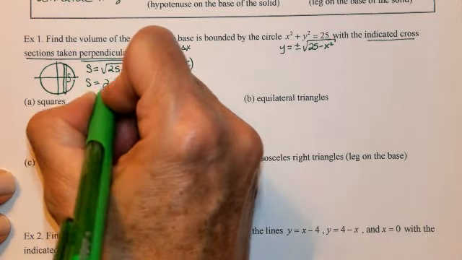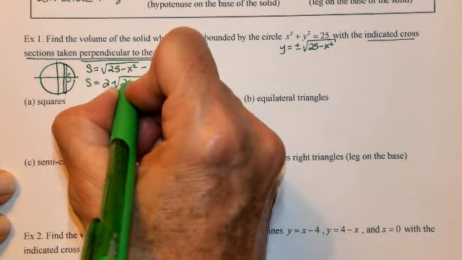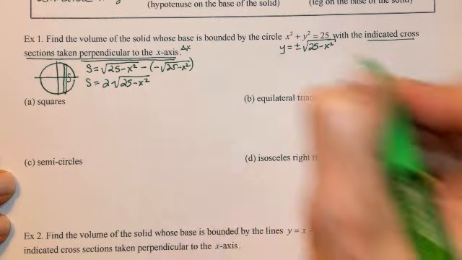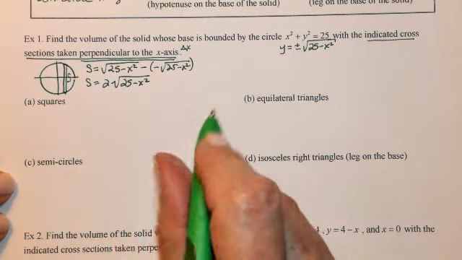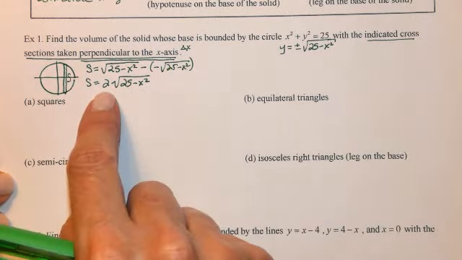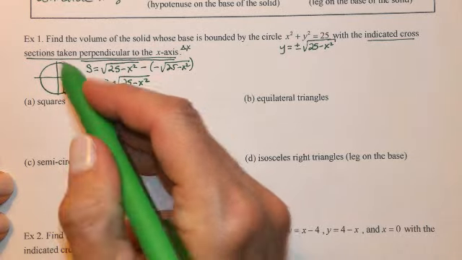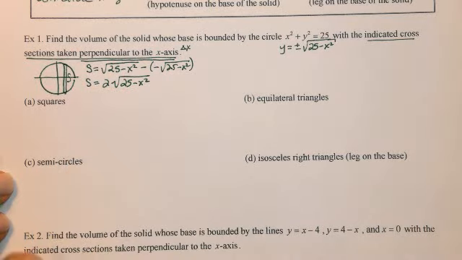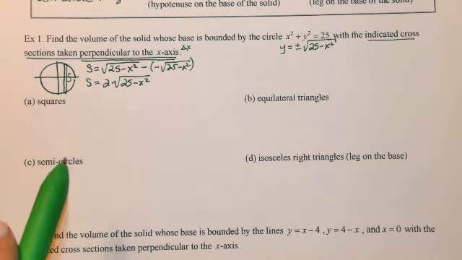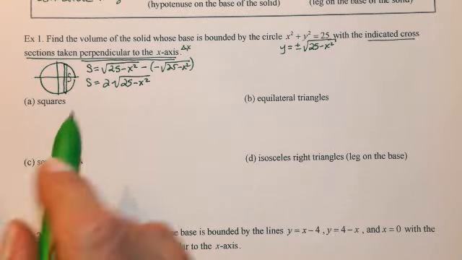which of course is 2 times the square root of 25 minus x squared. So that's our side length. We're going to need that each time. Okay? It's just top minus bottom. That's all it is, which is what we've been doing since yesterday, right?